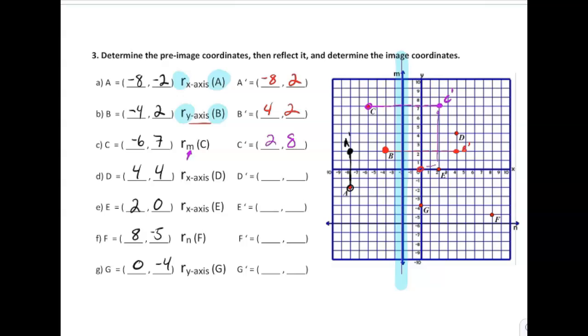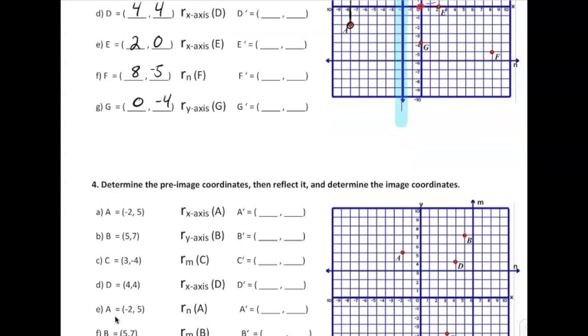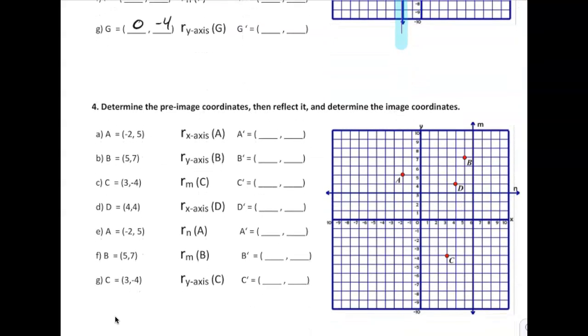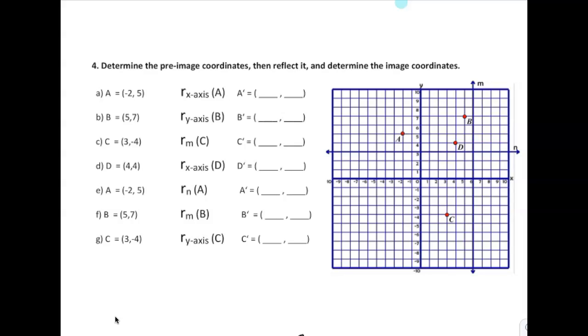Now, if you were to take letter D, 4, 4, and reflect it over the x-axis, what's the answer? Letter E, if you took the point 2, 0 and reflected over the x-axis, what's E prime? If you took F, 8, -5, and reflected over line N, where's F prime? And finally, if you took point G, 0, -4, and reflected it over the y-axis, where is G prime? So now you are going to complete the same thing on your own down there, and this is what you'll take a picture of and attach to the Google assignment on Google Classroom.